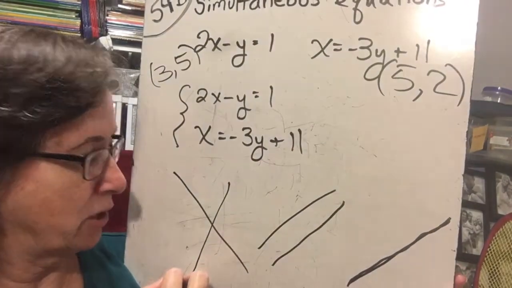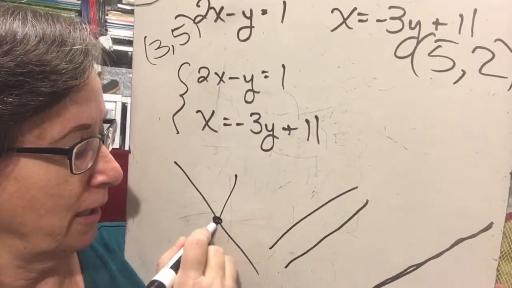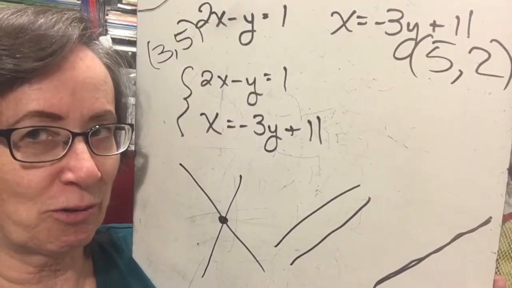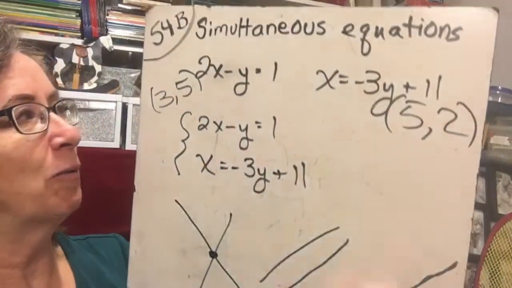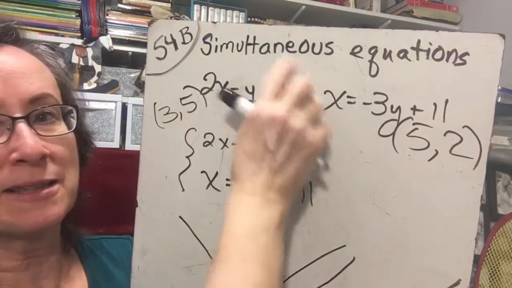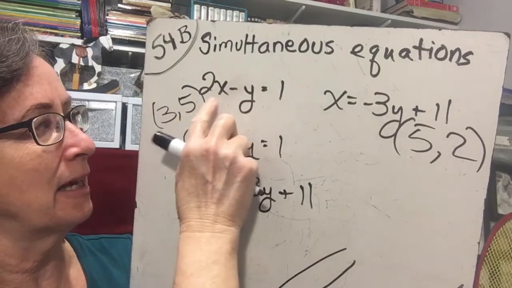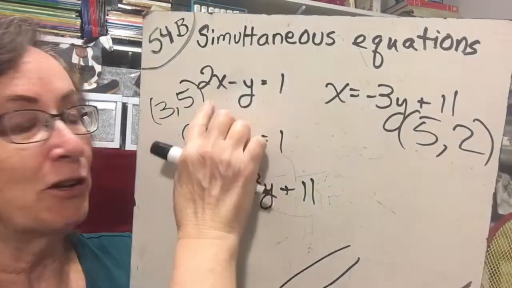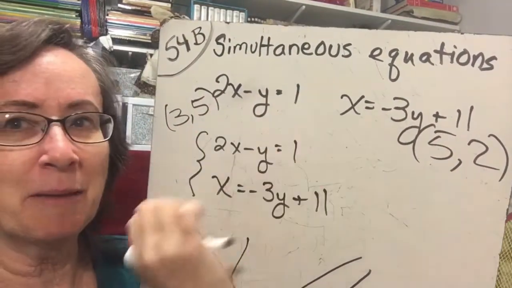When we're trying to solve a simultaneous system of equations, we're looking for the point where two lines cross. Okay, so with that picture in your head, I want you to look at what they're saying up here. They're saying that 3, 5 makes this equation true. So if I plug in a 3 here, I get 6 minus 5 is 1. That's true.